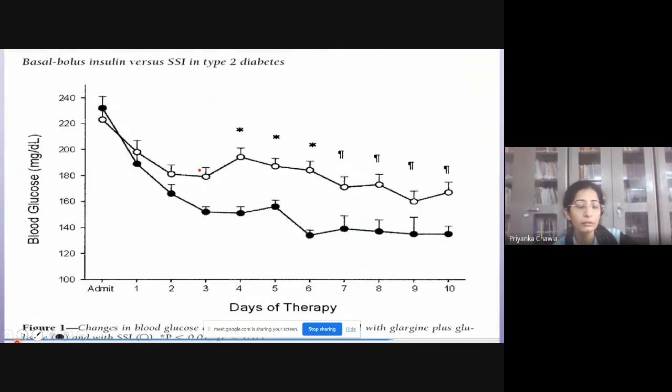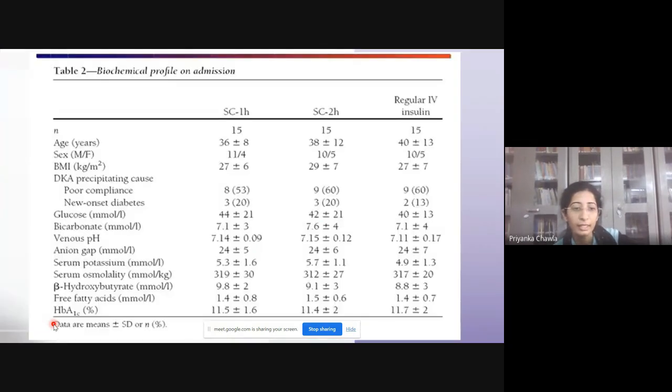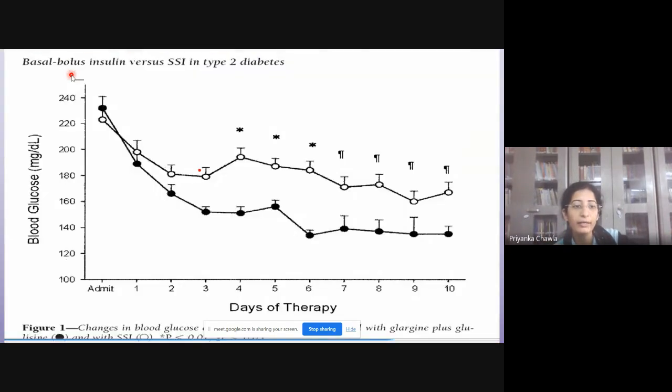Talking about the figure part, this is the way of showing a figure. This is the x-axis and this is the y-axis, and it is written over here, Figure 1. Here it is written Table 2. Avoid writing table number 2 or figure number 1. Instead of a figure number, write Figure 1. It should be in italic form.